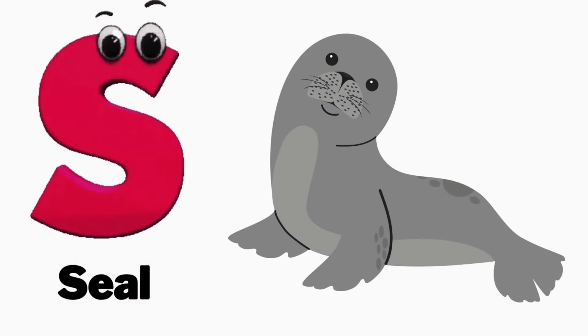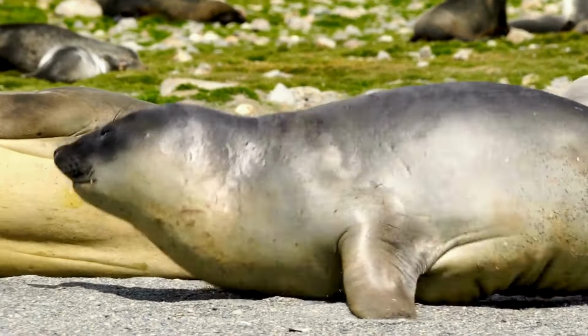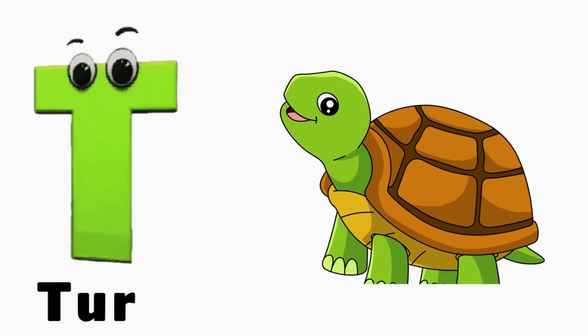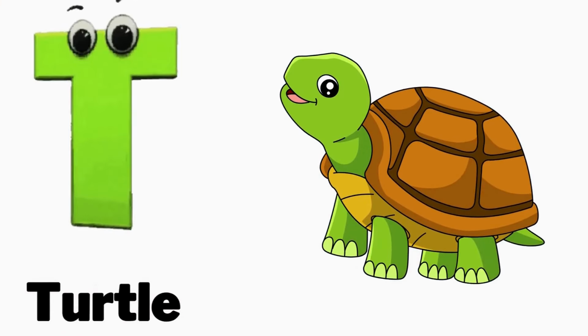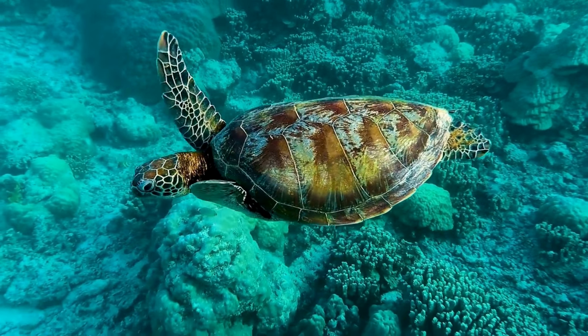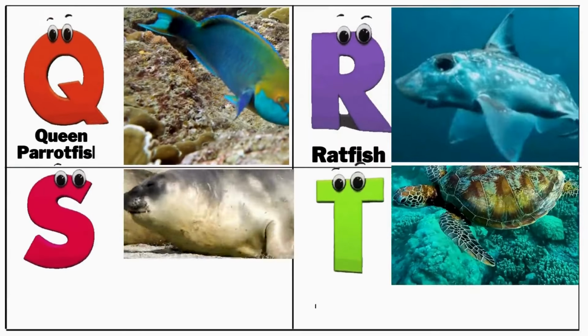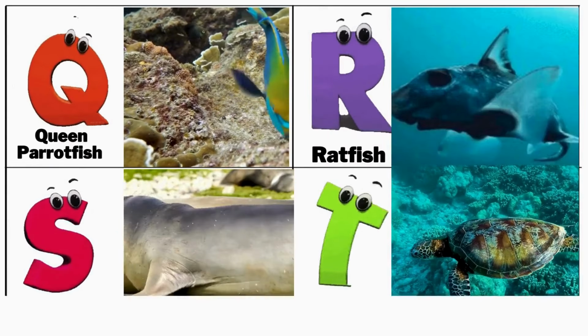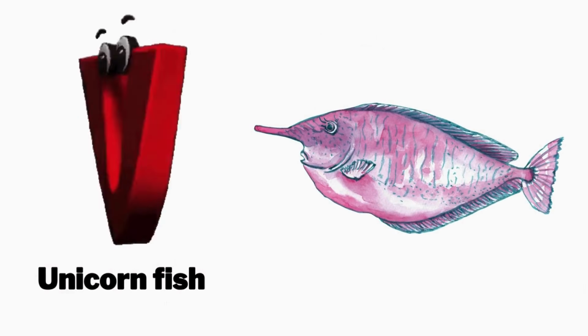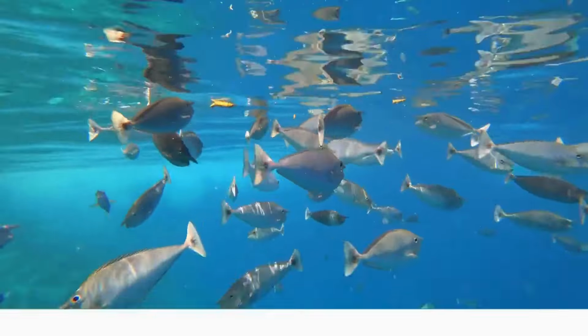S is for seal. Seal. T is for turtle. Turtle. U is for unicorn fish. Unicorn fish. V is for viper fish. Viper fish.